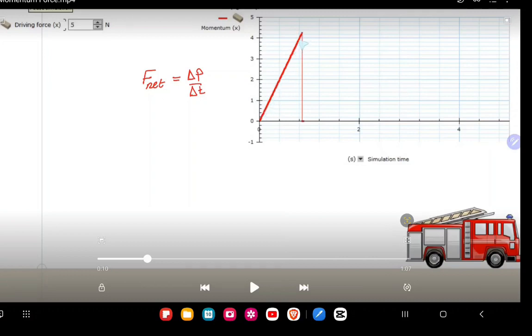Now let's check here. If this is 4 and this is 0.8, if we take this one here, 0.4, 2. Now in this case here, F net equal to 4 minus 2 divided by 0.8 minus 0.4, which equal to 5 newtons. This one here is the same as what we started with.